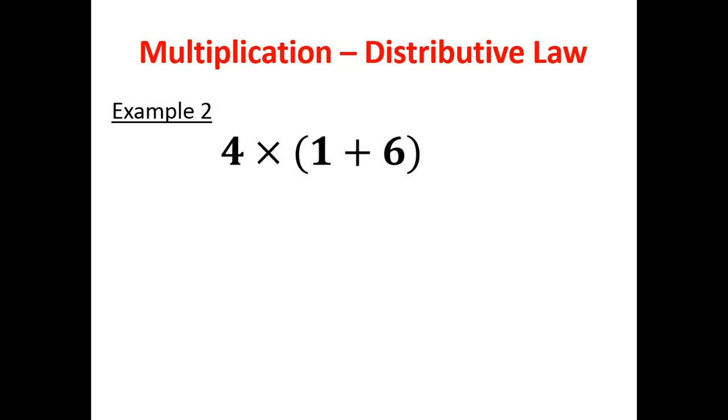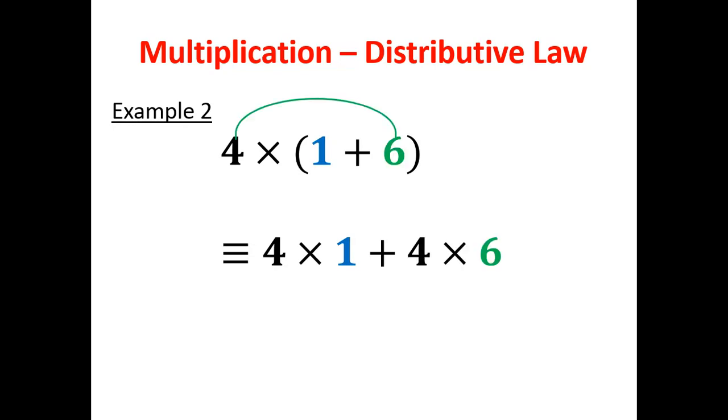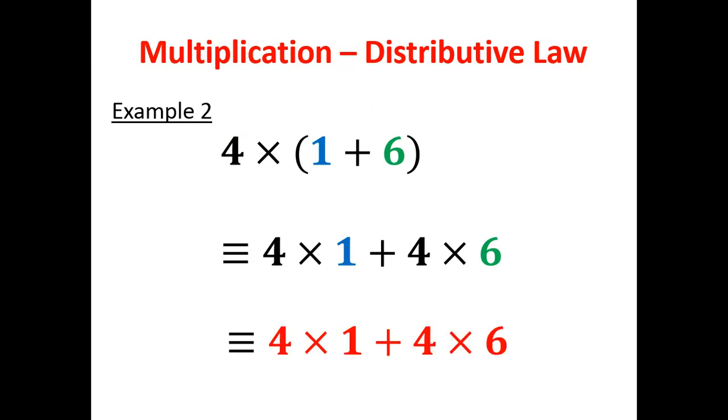Right, example 2. 4 times bracket 1 plus 6. Good way to do this is to use these arcs. 4 times 1 plus 4 times 6. So 4 times the first number plus 4 times the second number. So 4 times bracket 1 plus 6 is equivalent to 4 times 1 plus 4 times 6.